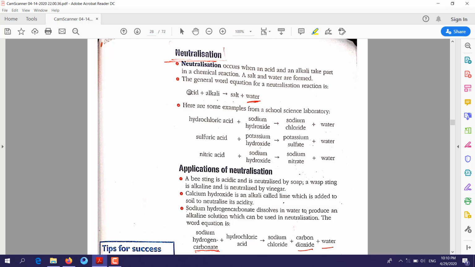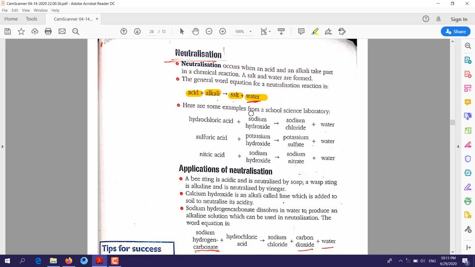See, the general word equation for a neutralization reaction, it is, if you have acid and you will add alkali to it, what will happen? You will get at the end water plus salt. So when you will get water, the pH here, it will be 7. So this is the neutralization.